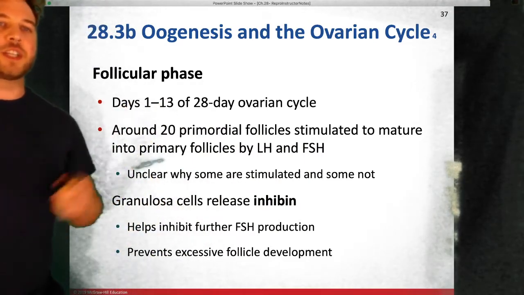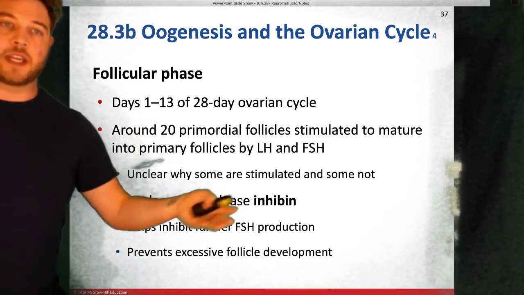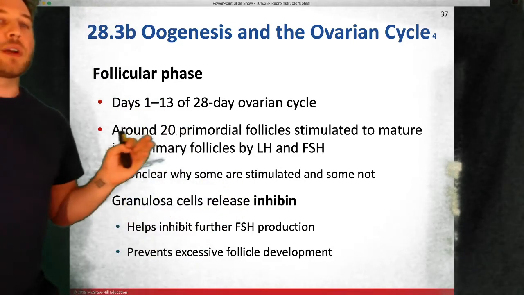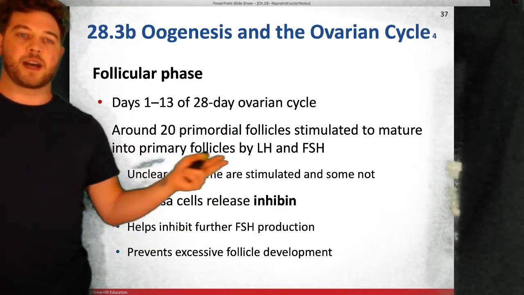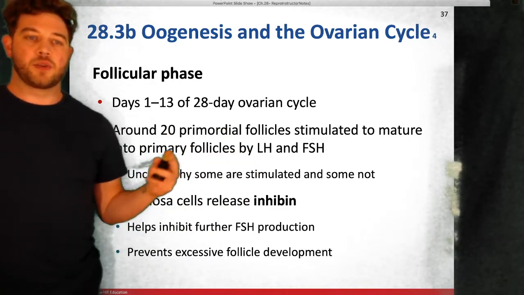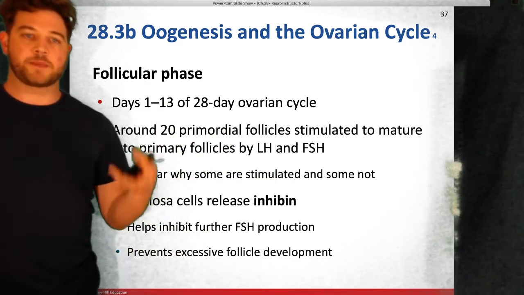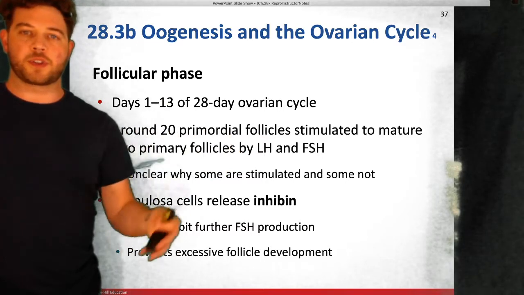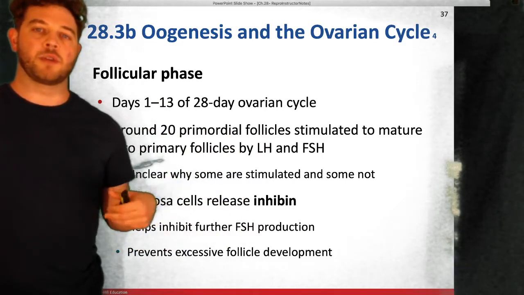So the first phase, this follicular phase, is days 1 to 13. We'll say like the first phase of the cycle. You have around 20 primordial follicles stimulated to mature into primary follicles by your LH and FSH. So 20 primordial follicles out of the, let's say that this might be the first menarche, so like the first time that a female is going through puberty.